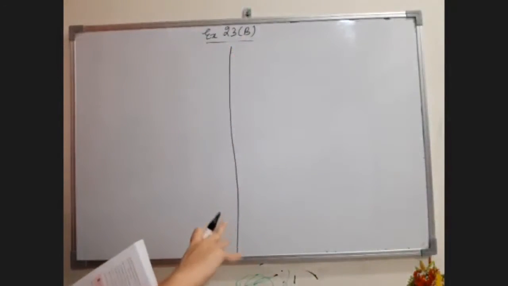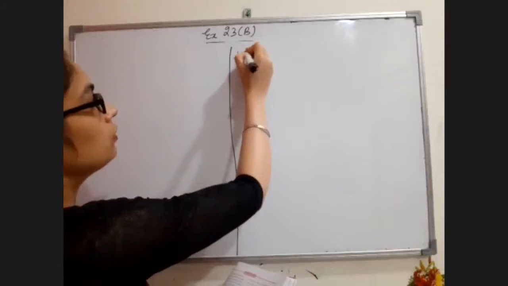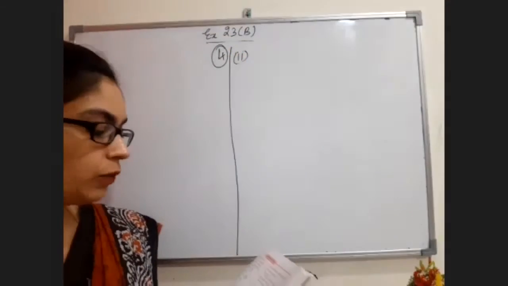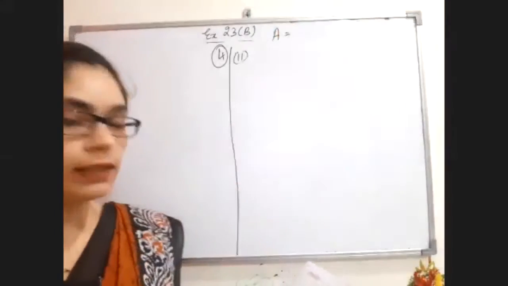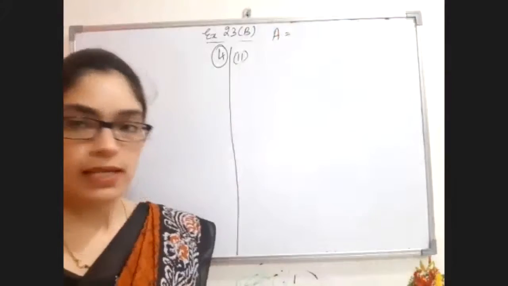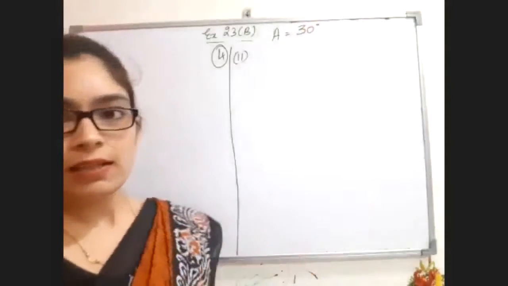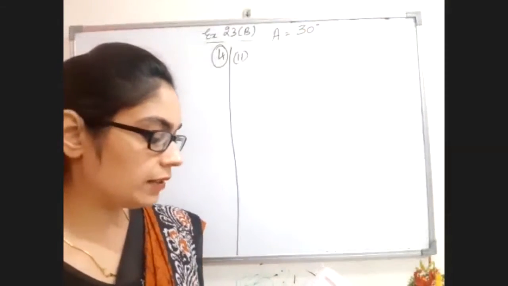Okay, so I will start with the second part. This is the fourth question, fourth main. Second part I am going to do in fourth main. Value of A is given to us. See, in all the parts, this value only we have to use. Value of A is 30 degrees. So wherever you see A, you just have to substitute it as 30 degrees.